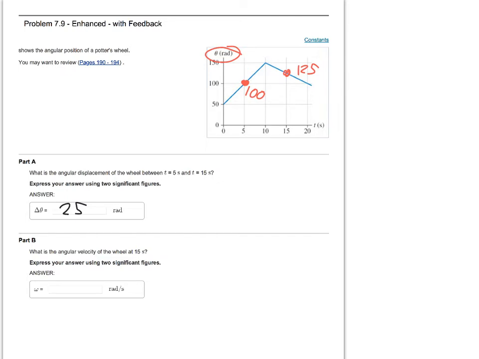For the second part, what is the angular velocity of the wheel at 15 seconds? What I'm going to be thinking about is the fact that the slope represents my angular velocity in this case. So I'm going to pick some points up here on my graph. So I have the point 10, 150, and I have the point here, which is 20, 100. And so the slope of this line segment here, all right, we have a constant velocity during that period of time, and the slope of that is going to be the angular velocity at every time between 10 and 20 seconds.